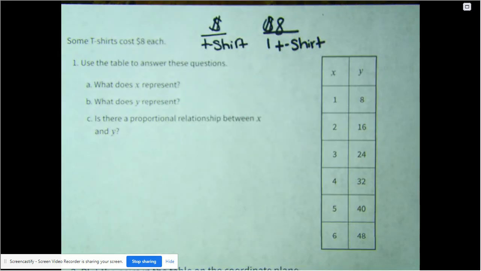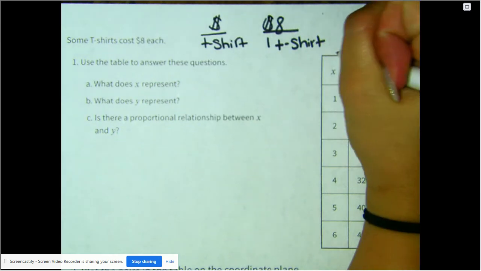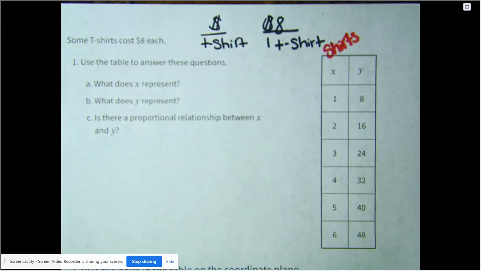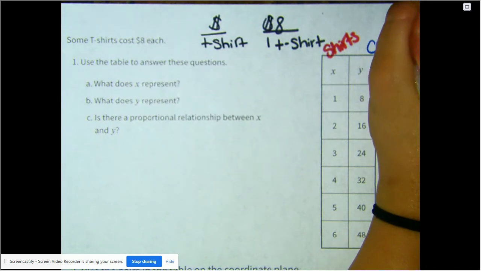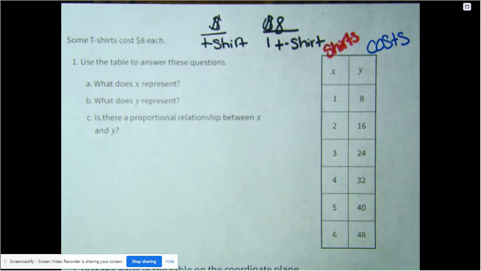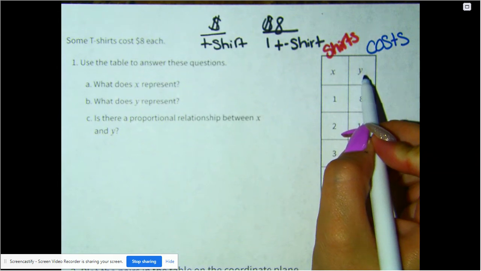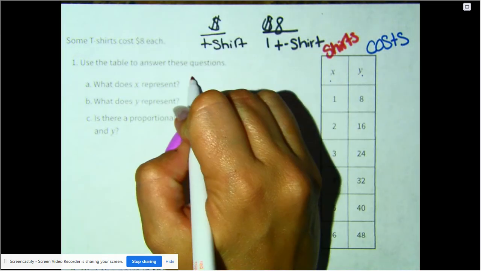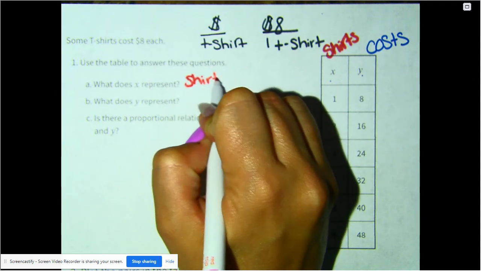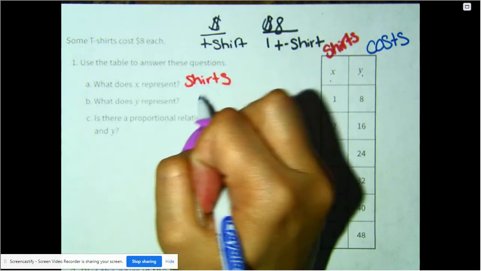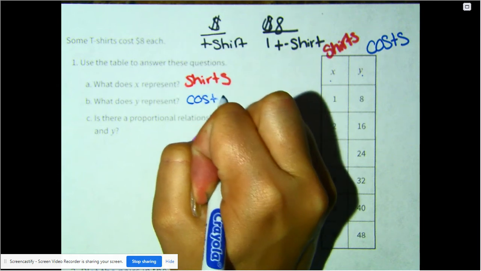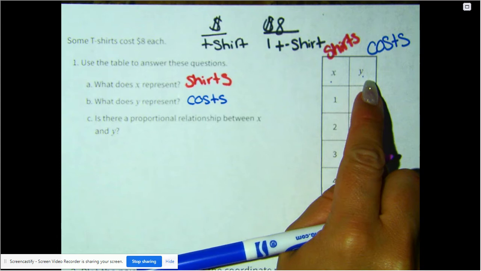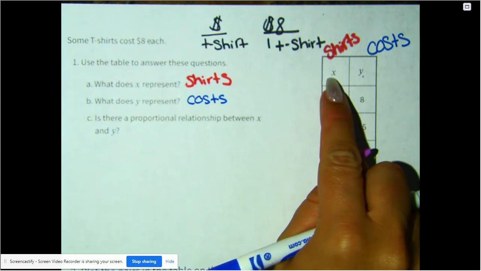So that starts to let me know that my x values are my shirts, because my cost is dependent on the amount of shirts that I buy. So my y-axis is my dependent variable and x is my independent variable. So x represents shirts, and y is representing my cost. Again, the amount of shirts is going to affect my cost, or cost depends on my shirts.